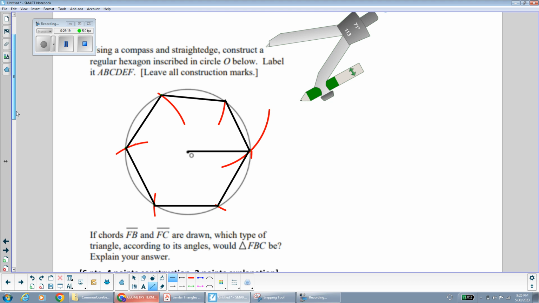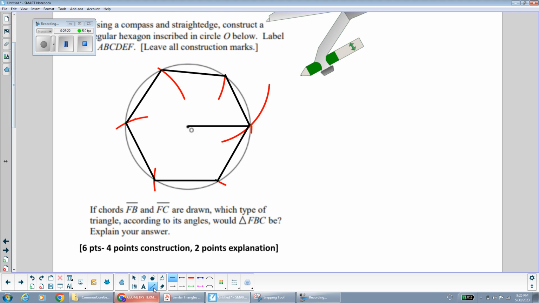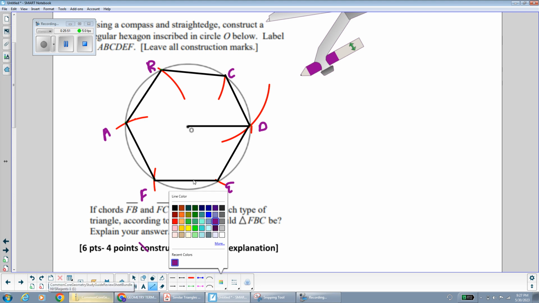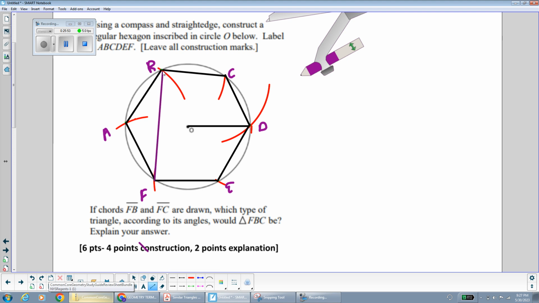And this triangle, let's see what triangle it's talking about first. Let me highlight it in a different color. Triangle FBC. So first we have to label. So let me just label my hexagon A, B, C, D, E, and F. And it's talking about triangle FBC. So let me just highlight that triangle, FBC.